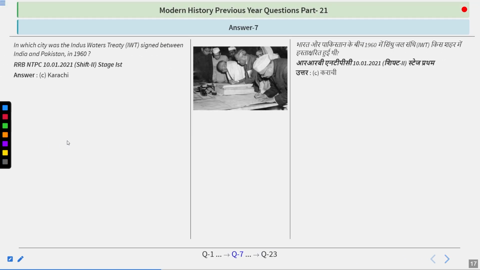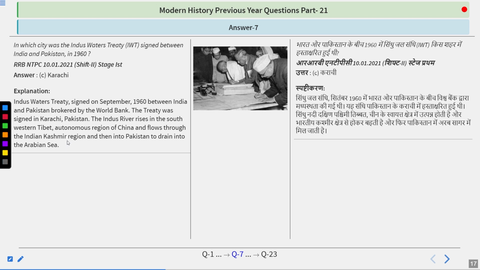The answer is Karachi. The Indus Water Treaty was signed in September 1960 between India and Pakistan, brokered by the World Bank. Remember that in this treaty, the mediator was the World Bank. The treaty was signed in Karachi, Pakistan. The Indus River rises in the southwestern Tibet Autonomous Region of China and flows through the Indian Kashmir region and then into Pakistan to drain into the Arabian Sea. Under the Indus Water Treaty, Pakistan got control over the three rivers: Indus, Jhelum, and Chenab.